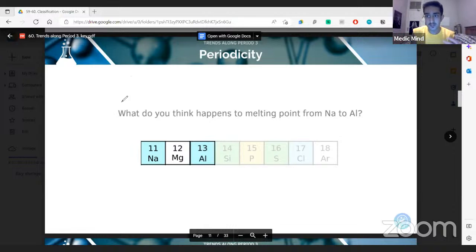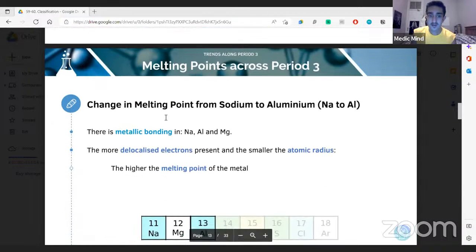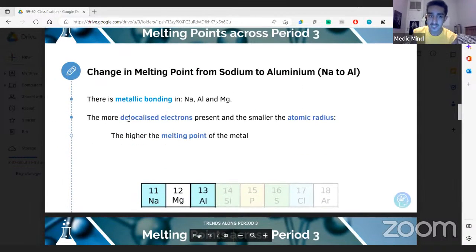So the number of electrons is going to increase, which means that the metallic bonded attraction between the positive ions and their sea of delocalized electrons is going to be greater, which means that the strength of attraction is going to be greater, which means that the melting point is also going to increase, because the number of delocalized electrons present will be increased.